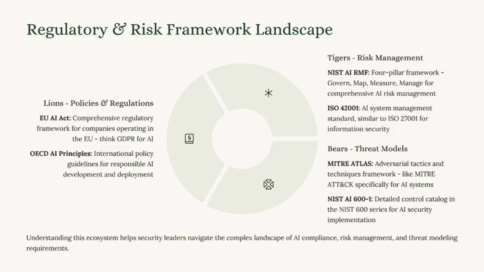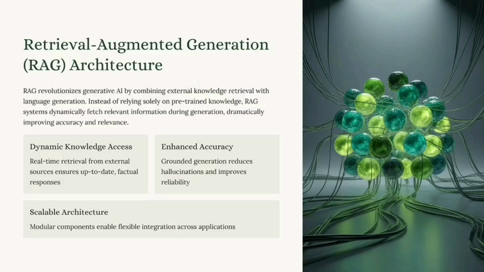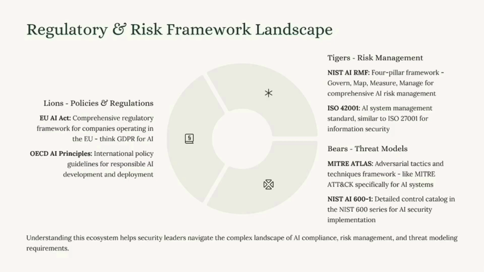So these are some of the regulatory and risk frameworks. Let me go back. So, lions, tigers, and bears, right? The EU AI Act. If you're a company that works in the EU, this applies to you today. There are lots of rules and regulations around it, and it covers a whole wide spectrum of things. The OECD AI principles is more of an international equivalent of the EU AI Act. These are policies that you can think of that would govern you and how you would approach AI.